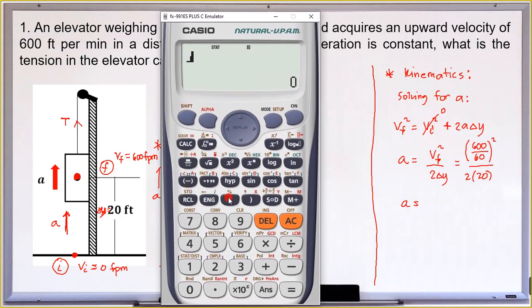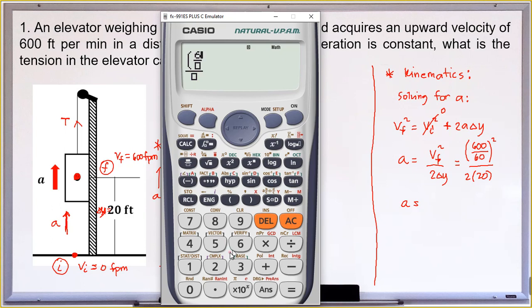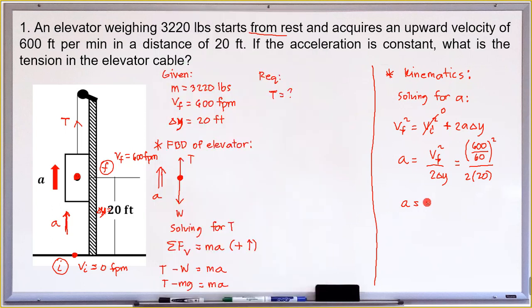So that is, oh sorry, the calculator is in stat mode. So we have 600 divided by 60 squared, then 2 times 20. That is 2.5. So the acceleration is 2.5 feet per second squared.